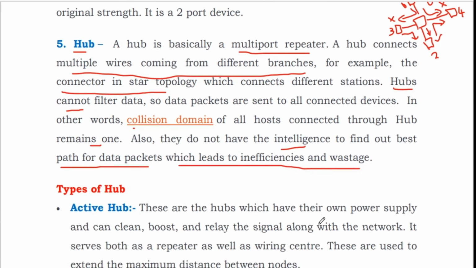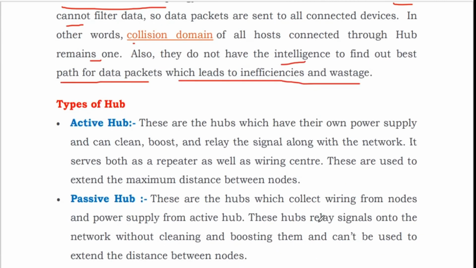There are different types of hubs. One is your active hub and the second one is your passive hub. So what is an active hub? These are the hubs which have their own power supply and can clean, boost and relay the signal along with the network. So it serves both as a repeater as well as a wiring center. These are used to extend the maximum distance between the nodes. So these are called active hubs.